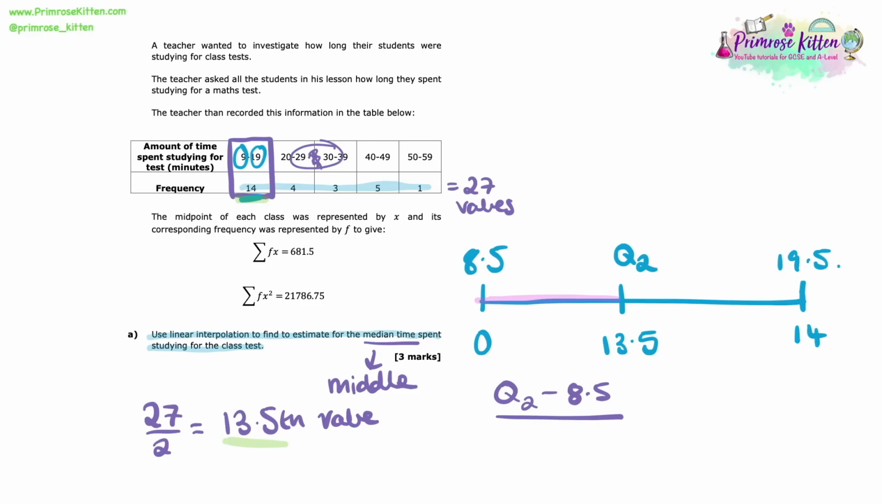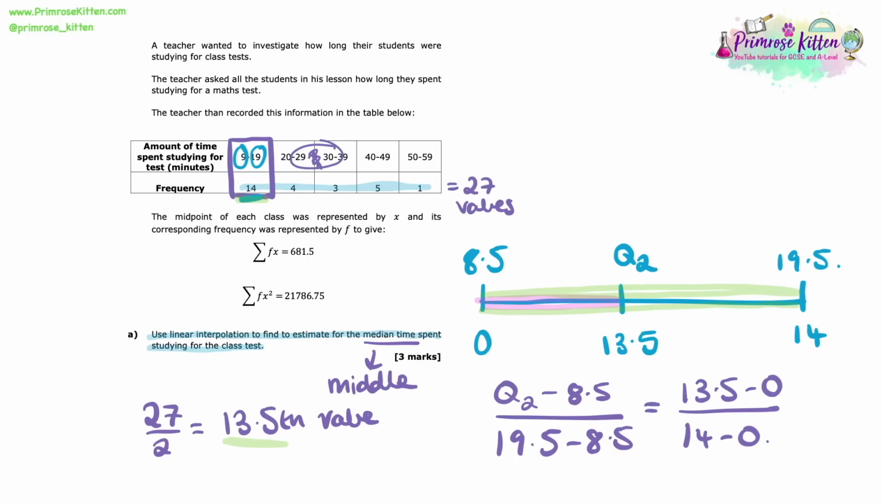So this pink line I've drawn here, the length of that would be Q2 minus 8.5. We're going to divide that by this bigger line here, this 19.5 minus 8.5. And we're setting that equal to the equivalent on the underside of this line. So we've got 13.5 minus 0, divided by 14 minus 0. So it's like the short bit divided by the long bit equals the short bit divided by the long bit. Now we can simplify this. 13.5 minus 0 is just 13.5, 14 minus 0 is just 14, and 19.5 minus 8.5 is just 11.